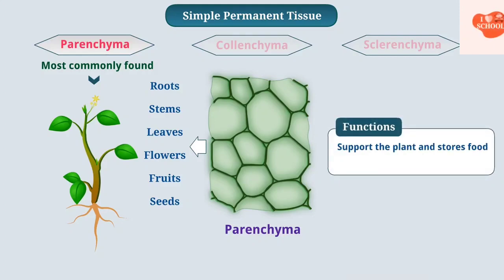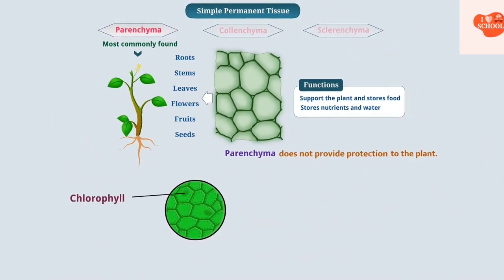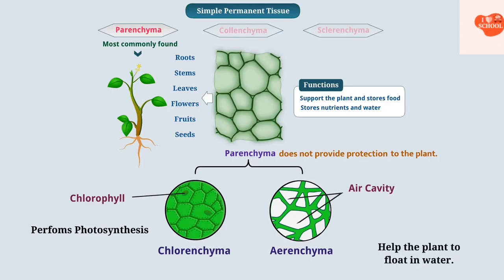Parenchyma present in stem and roots also stores nutrients and water. Therefore, these cells have a large vacuole. Parenchyma does not provide protection to the plant. Some parenchymatous tissues have cells that contain chlorophyll. Such parenchyma tissue is called chlorenchyma. These tissues perform photosynthesis. Similarly, the parenchyma tissue which has large air cavities in its cells is called aerenchyma. Air cavities help the plant to float in water. Therefore, aerenchyma is present in aquatic plants.